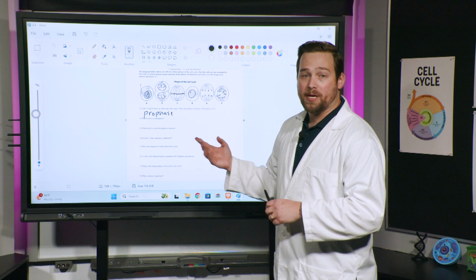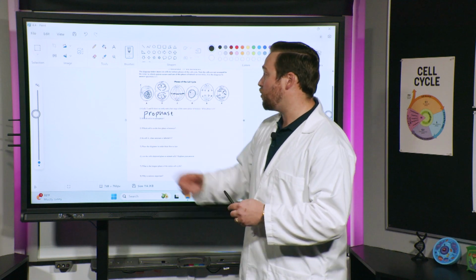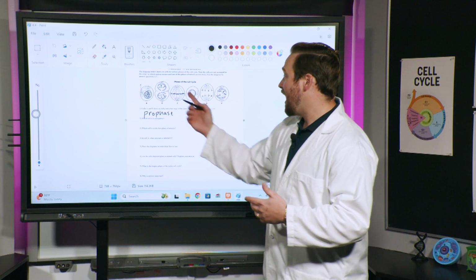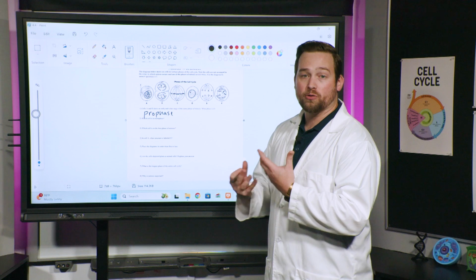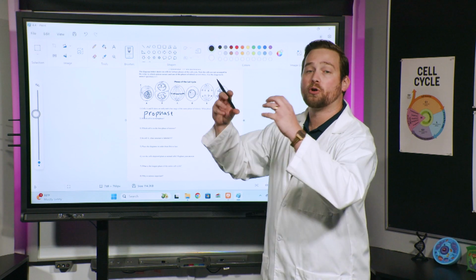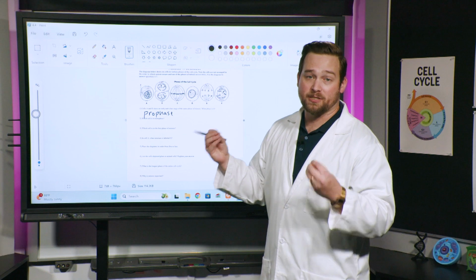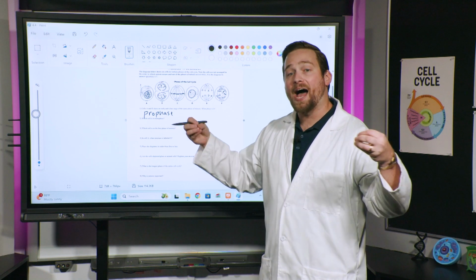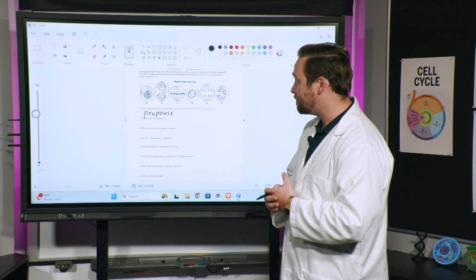So D would be early prophase, A would be a later prophase, and in A, I can actually start to see those chromosomes, so they've started to condense a little bit, and those centrioles are moving to opposite ends of the cell, and that's going to help us divide the chromosomes correctly, okay?